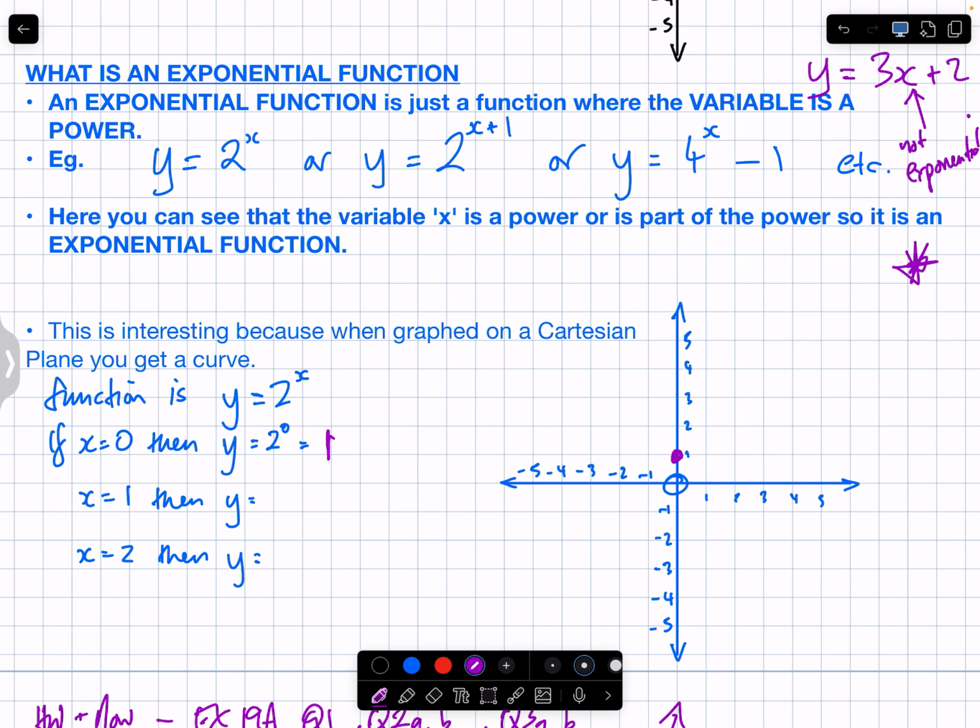Let's try this. If I've made x equal 1, 2 to the power of x, what did I just say x is? It's 1 now. What's 2 to the power of 1? What's anything to the power of 1? Itself. So when x is equal to 1, along the x-axis, I'm at 1 here. What is my y going to be? 2. So I jump up twice.